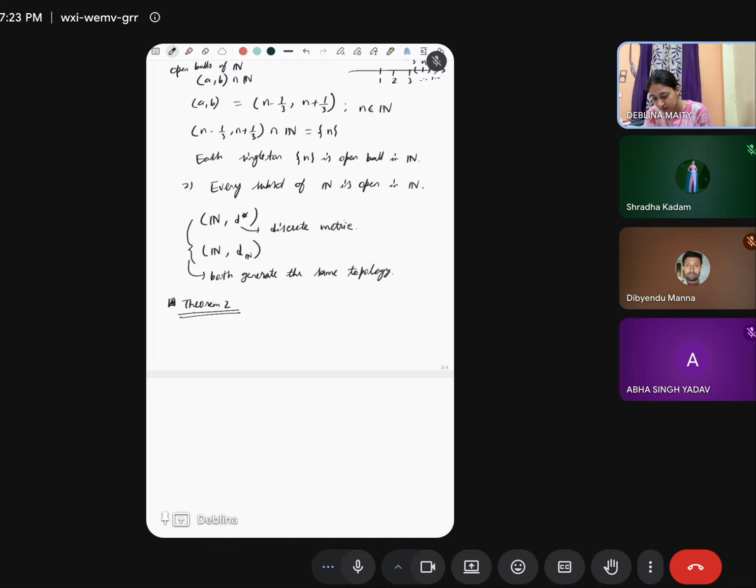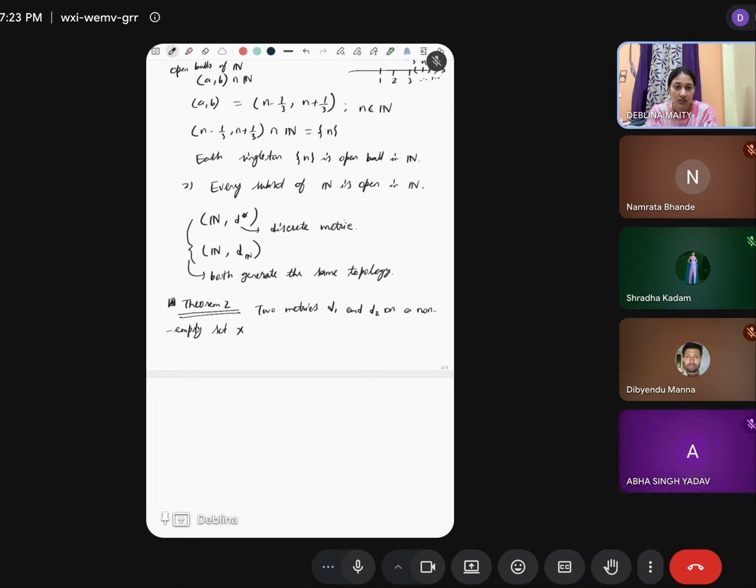So two metrics d1 and d2 on a non-empty set X are equivalent if and only if for each x belonging to X and each sequence xn in X, this condition is satisfied.